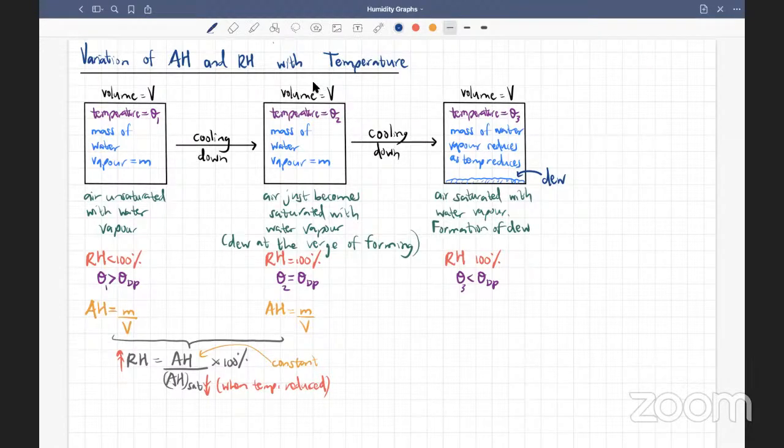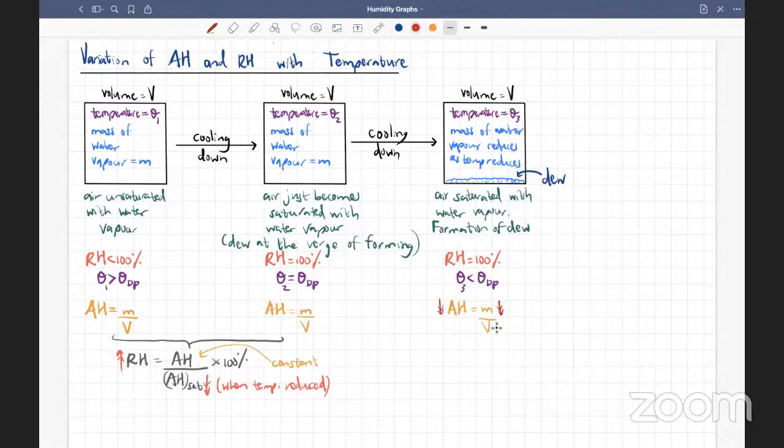And what about RH now, people? RH, since air is saturated, RH will be equal to 100. RH will remain 100, but temperature has gone down. And what about AH, people? AH, we know it's equal to M over V. For this scenario, AH is going to reduce with time because mass is going to reduce. Therefore, AH will also reduce.